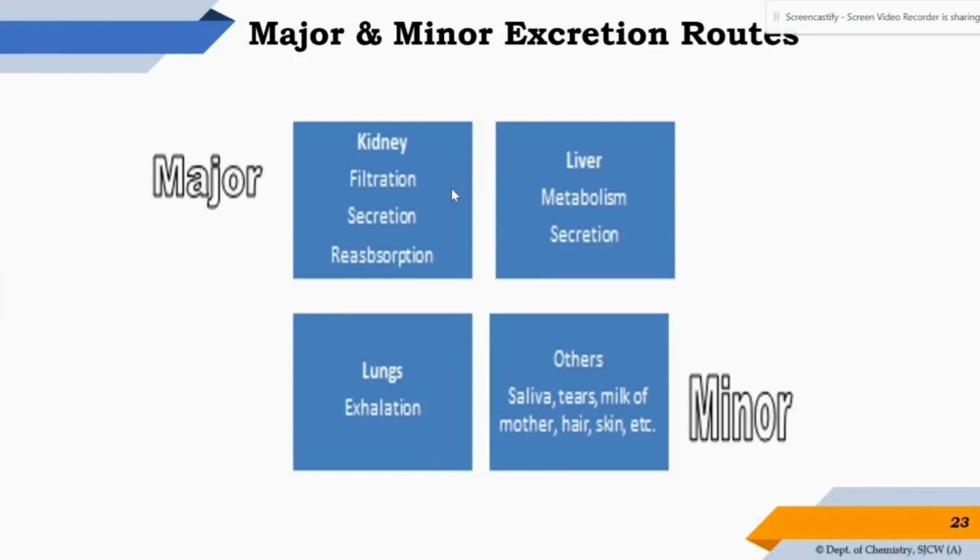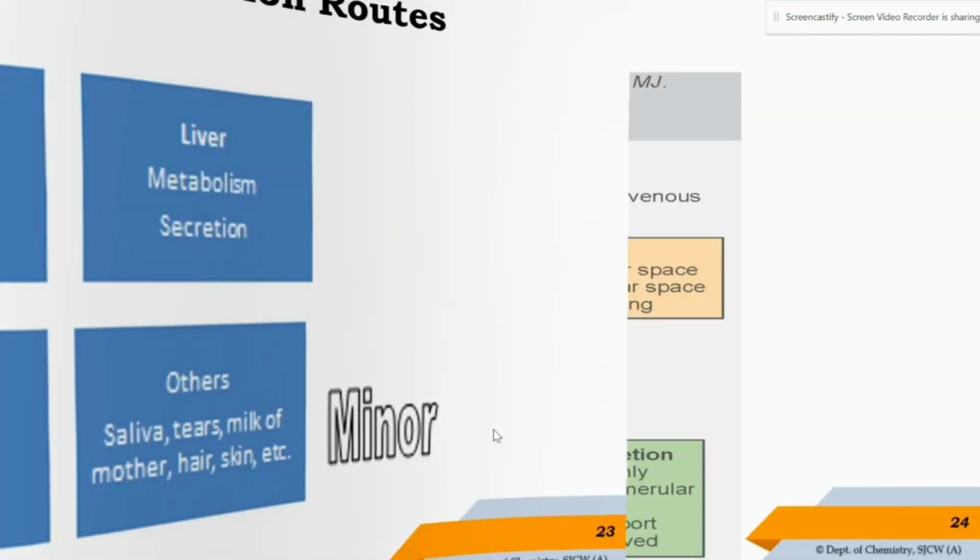We can see the liver is the site for metabolism, and the kidney is for filtration, secretion, sometimes reabsorption, and again filtration and loss in the form of urine. The minor routes are lungs through exhalation. Suppose the metabolic product is a gas, it will be lost through the lungs, or through saliva, tears, milk of mother, hair, skin, etc. They are the minor routes of excretion.